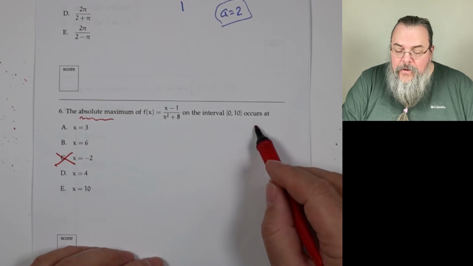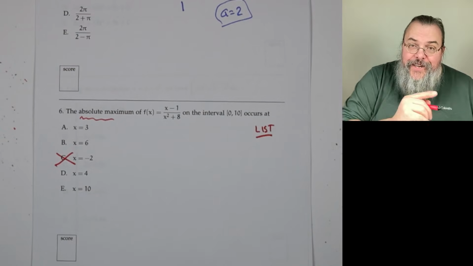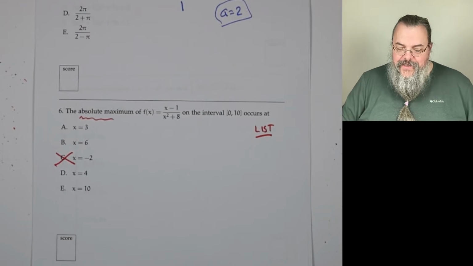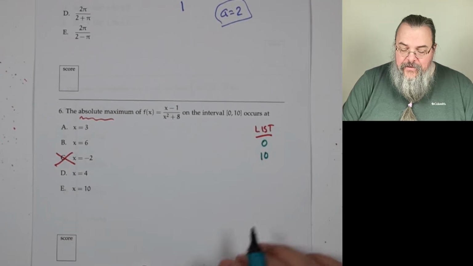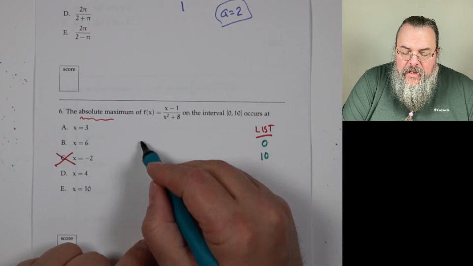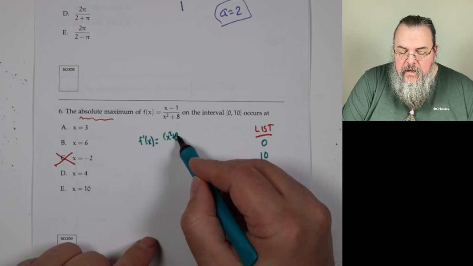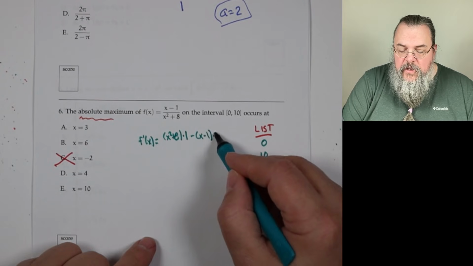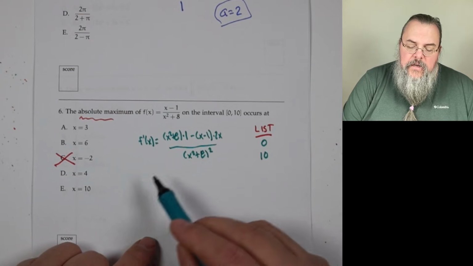And for that, you have to channel your inner 'we're making a list, we're going to check it twice.' We're going to find out which points are nice. Always include the endpoints in there. Okay, so 0 and 10, endpoints, those are always places where we could have a max or min. Now take the derivative, quotient rule, low d high: x squared plus 8 times 1, minus high d low, x minus 1 times 2x, all over the bottom squared, low squared.